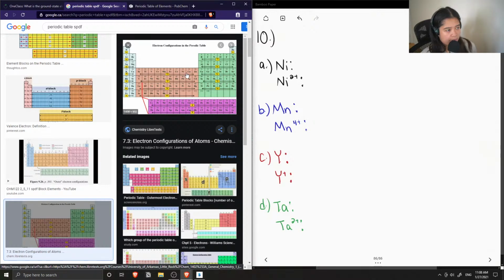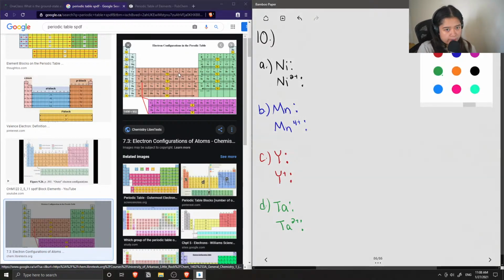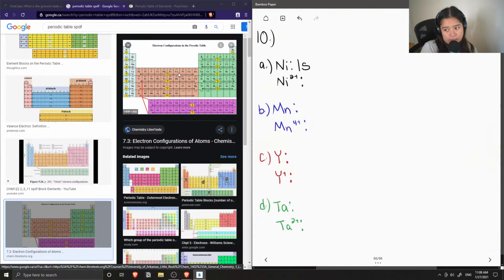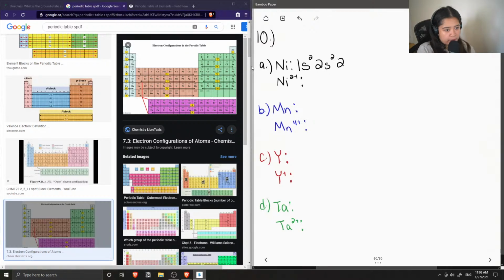So its atomic number is 28. And then starting from the hydrogen, we write the row number, which is 1, and then the block letter, which is S. And then in the superscript, it tells us how many electrons are in that orbital. So we have 1s2, and then going on to the next row, we write 2s2, and then moving across to the p orbital, we're still in row 2, so 2p6, which is the electron configuration of neon.